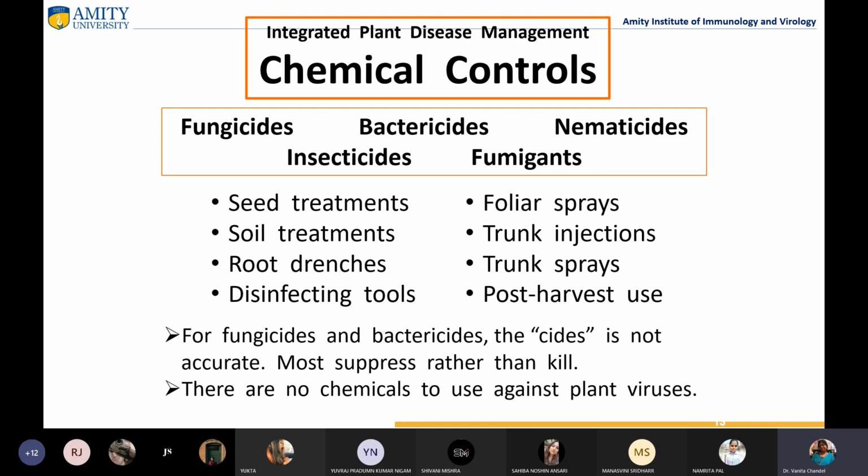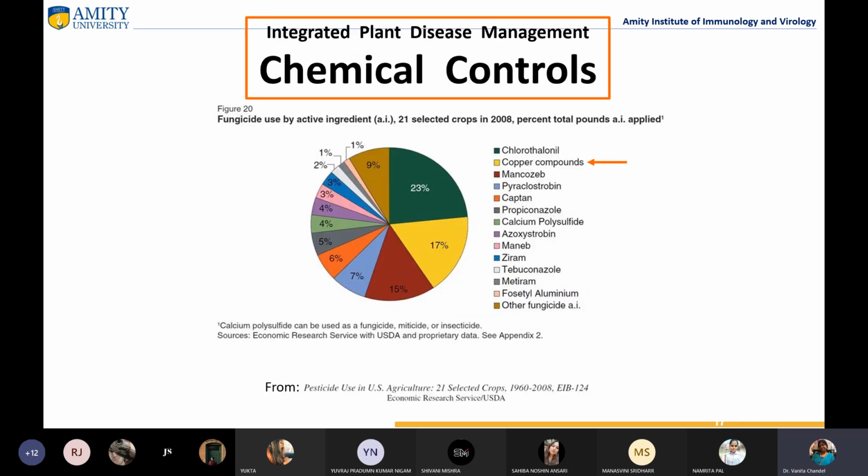Chemical controls are many. There are seed treatment, soil treatment, and root trenches. In viruses, the chemical control is usually only for vector management. Sometimes we need to use insecticides or pesticides to manage the vectors which are transmitting the disease. But otherwise, for viral diseases, we don't have any chemical control available, right? So I'll just skip this chemical control.